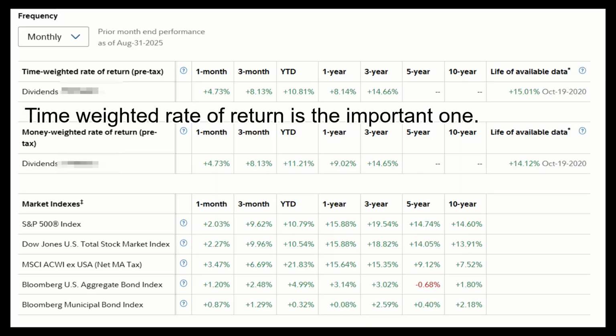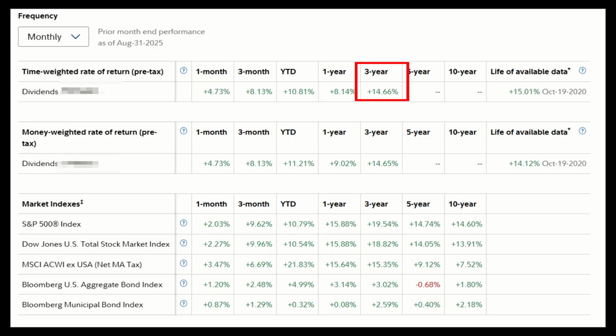It says my performance over the past 3 years is 14.5% compared to 19.5% for the S&P 500. So definitely lagging there. Over the past 1 year, 8% compared to the S&P 15.9%. And year to date, though, we are beating the markets at 10.8%. I guess right in line with the markets actually, compared to the S&P's 10.8%. So not the most stellar of performance.